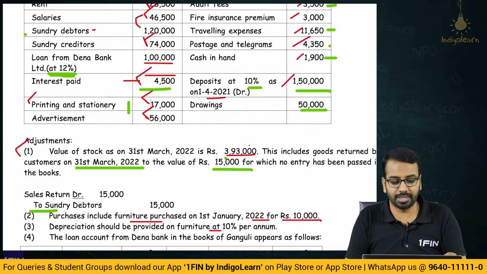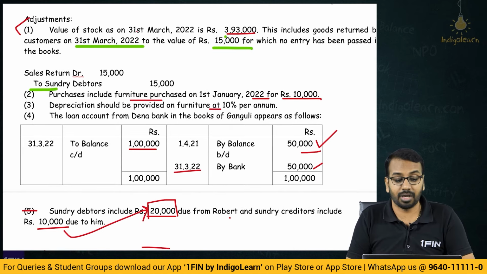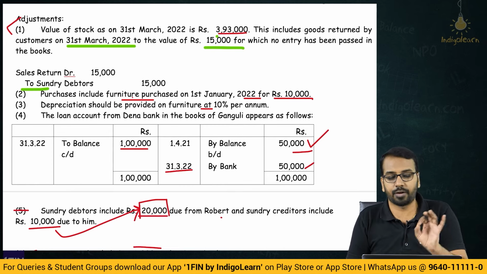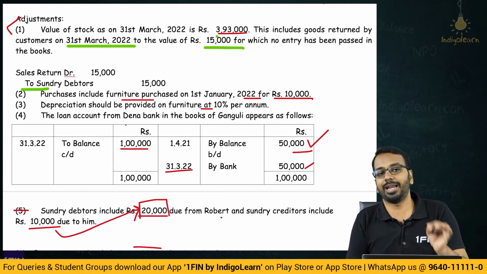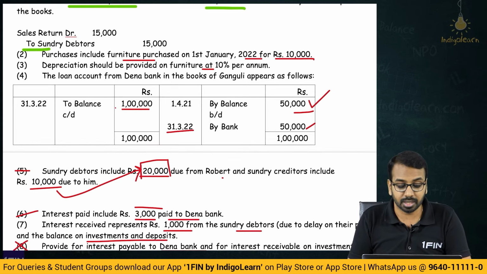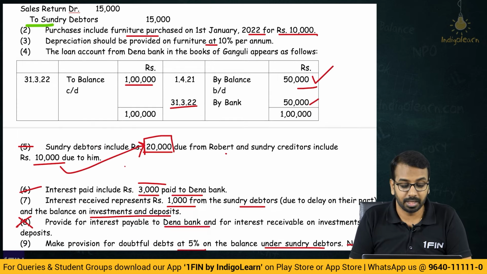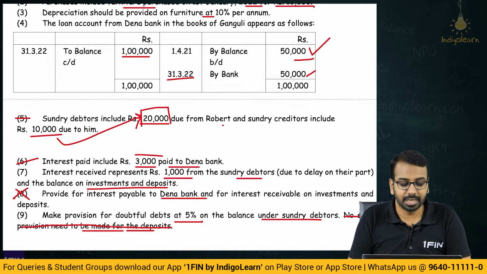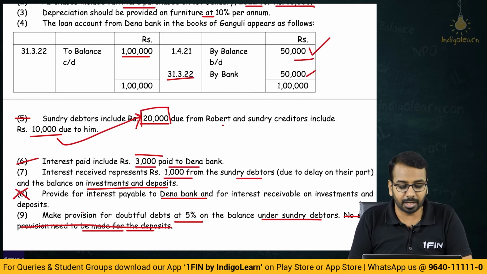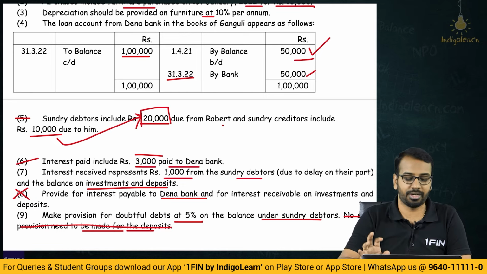Let us quickly run through the adjustments to see if you have missed something. Value of stock we have considered. Sales return also we have considered. Then purchases include furniture. We have done both the adjustments. Depreciation we have provided. Loan account from Dena Bank, we have already computed the interest part. Sundry debtors adjustments we have done. Interest paid we have already adjusted. Interest received from debtors we have already considered. Make provision for doubtful debts at 5% we have already done. Provide for interest payable to Dena Bank and interest receivable, that also we have already done. So we have done all the things.